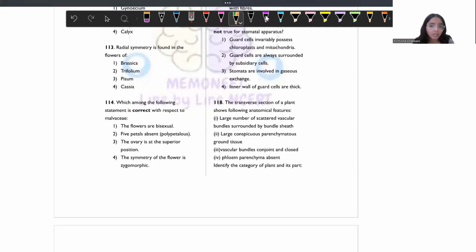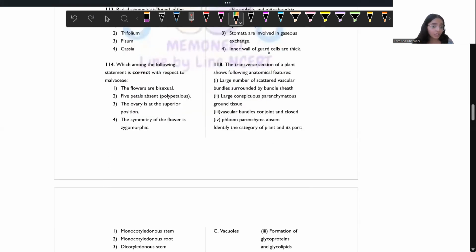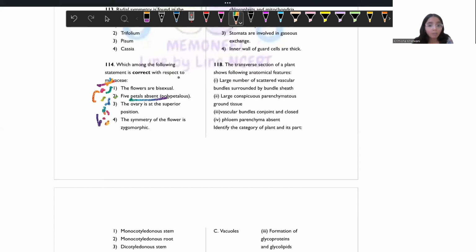So next, let us see the next question. It says, which among the following statements is correct with respect to the Malvaceae family? This is a new addition to your syllabus. I'll tell you some points about the Malvaceae family. The Malvaceae family can have unisexual or bisexual flowers. It is polypetalous with 5 petals.